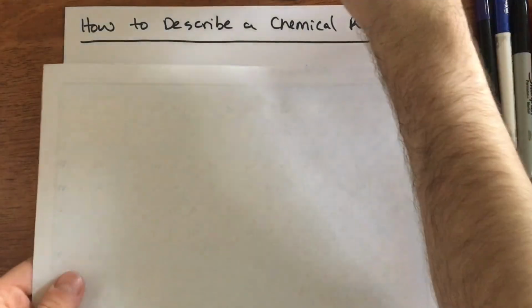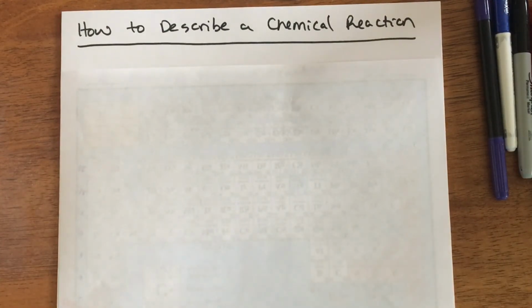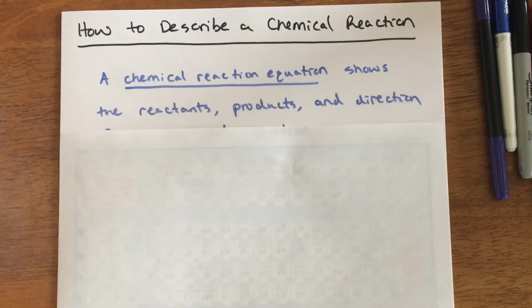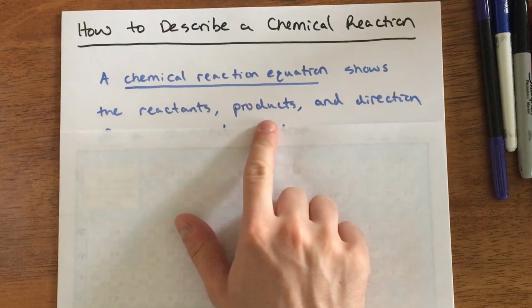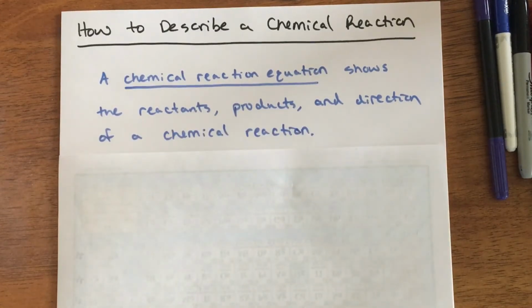Now, this is where the chemistry action really takes place. We need to be able to describe these chemical reactions. And the way we do that is with a chemical reaction equation. This is a lot like any equation in math. Whatever goes in must also come out. So the two sides kind of have to be equal in that way. A chemical reaction equation shows the reactants, products, and direction of a chemical reaction. Let's take a look at what that looks like.